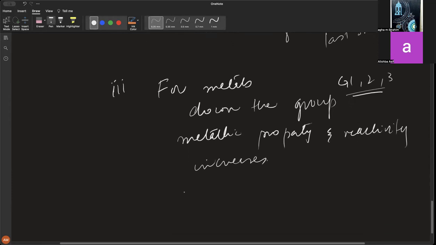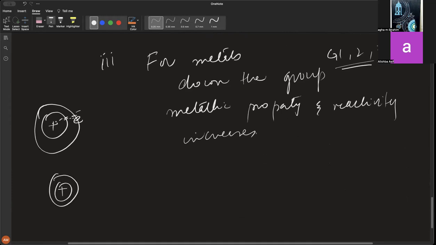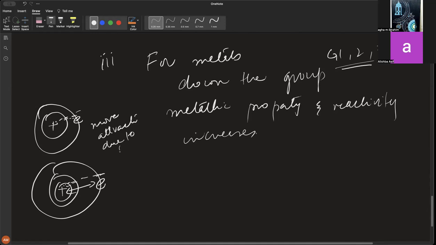Why? Because as the size is becoming bigger, if you see this is an electron. I want you to concentrate. This is the electron and this is the nuclear charge. It is going to have some amount of attractive force, right? If you move on to this one, the electron has moved further away, right? The atomic radius has increased. So the attractive force between these two would be lesser, right? More attraction due to small distance, and this is going to have less attraction, right?